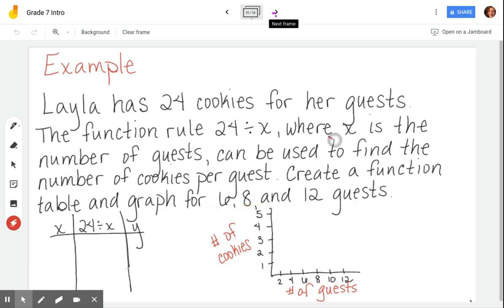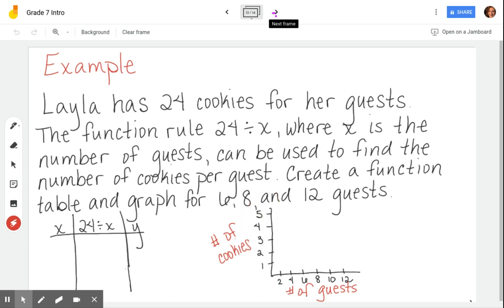Now they told me that x is the number of guests. So the first thing I did was on my x-axis, remember that's the side to side, I went ahead and labeled number of guests. I knew I was going to have to go up to 12. So I just went by 2s. As long as you count consistently, it's fine. If you want to put 12 individual ones, that's okay. And then I just kind of looked ahead. I knew I was going to divide, so I knew my y-axis numbers weren't going to need to be huge. The y-axis is showing how many cookies, and I just went ahead and went up to 5.